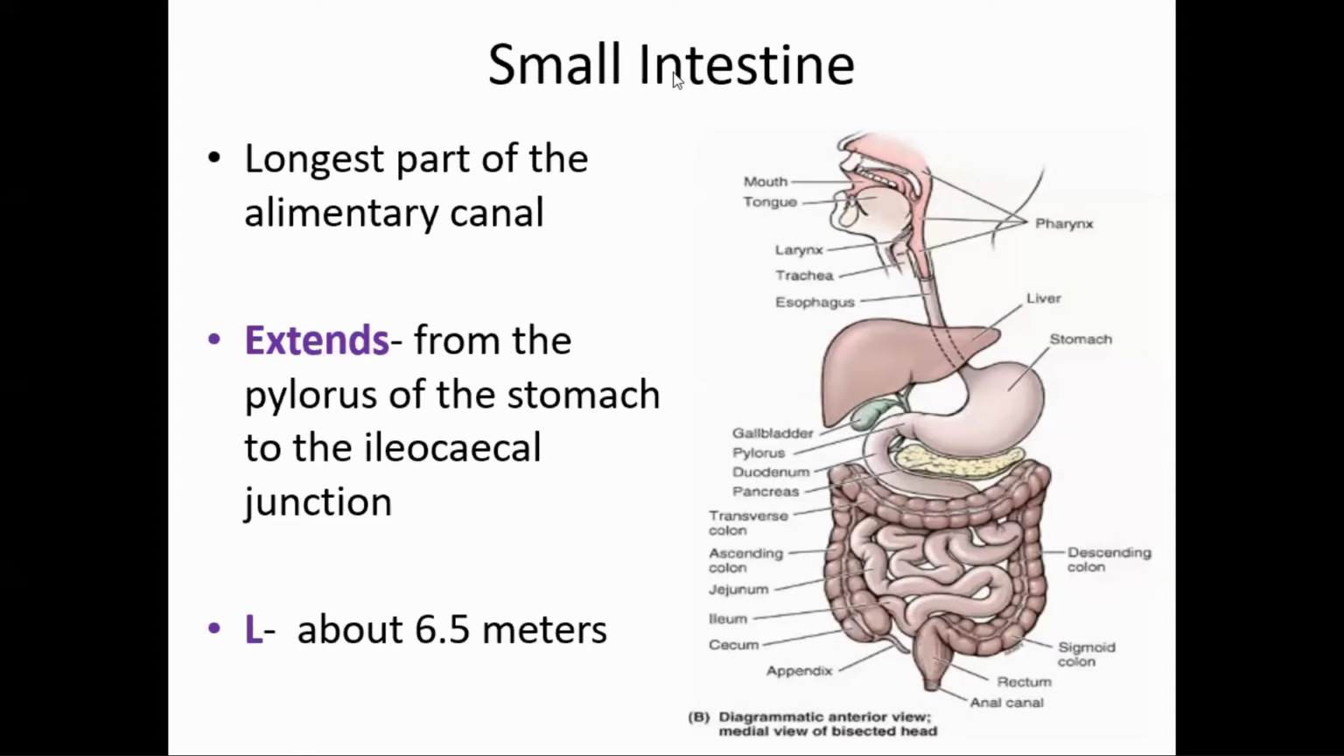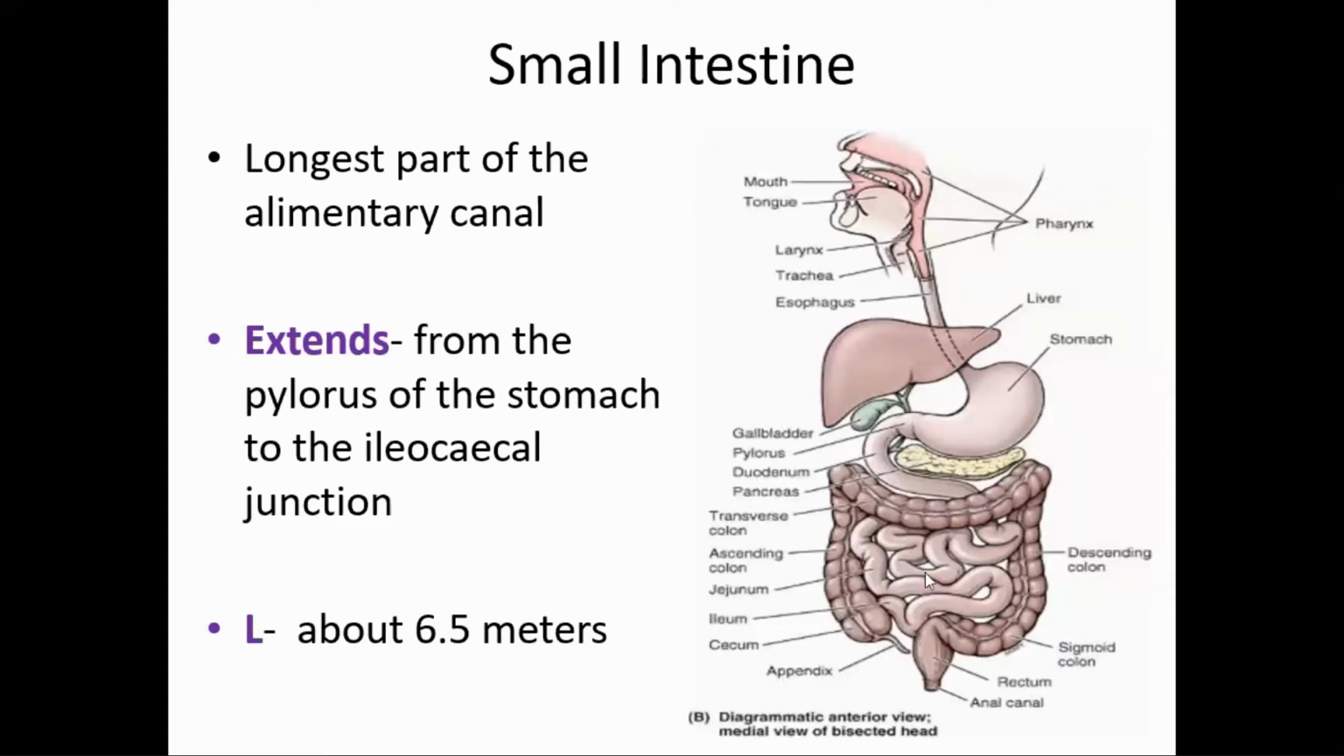So today we are going to study the small intestine. Last time we studied the stomach. This small intestine intervenes between the stomach and the large intestine, and it is the longest part of the GIT.